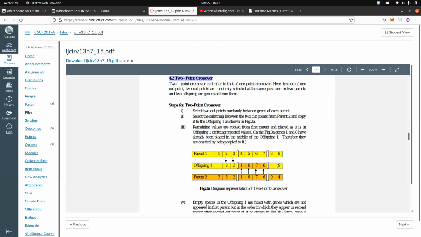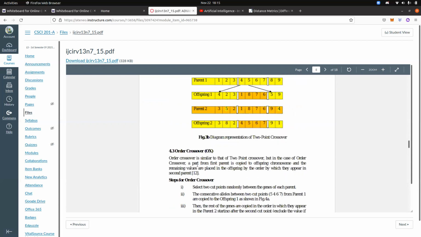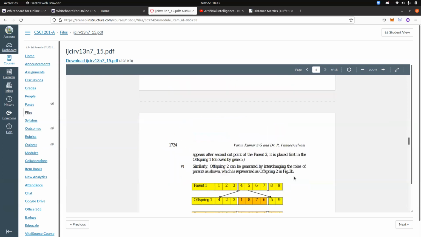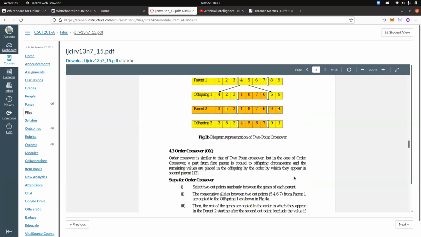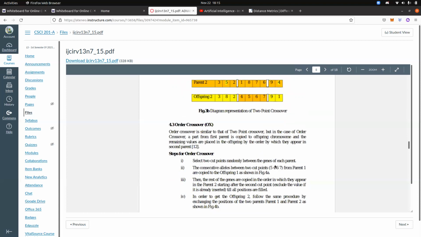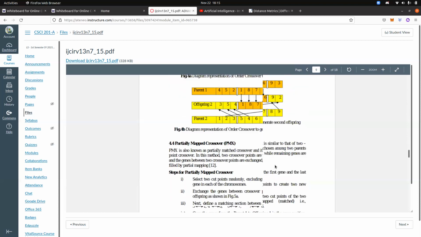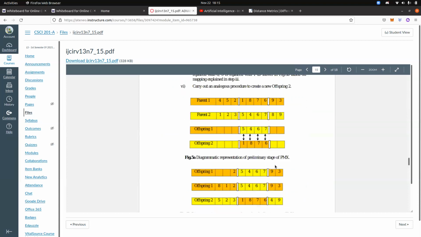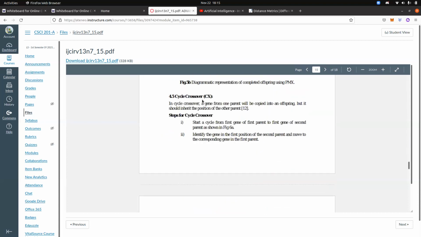One way you could practice is to implement each crossover, and you can validate your answer because the paper has a visualization of the crossover types. There's also order crossover, partially mapped crossover, as well as cycle crossover, or CX.